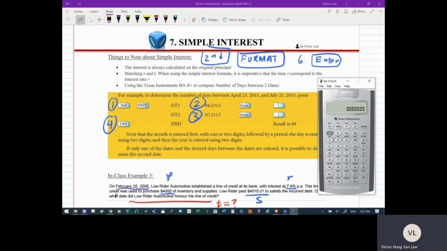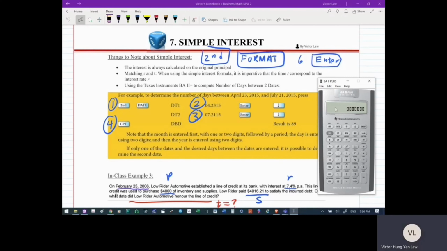The reason you want to set it to at least 6 decimal places is because when we're calculating interest, even small changes in the percentage will affect the answer. So therefore, we want to be very accurate. We want to have as many decimal places as we can so that we can get a more accurate answer.